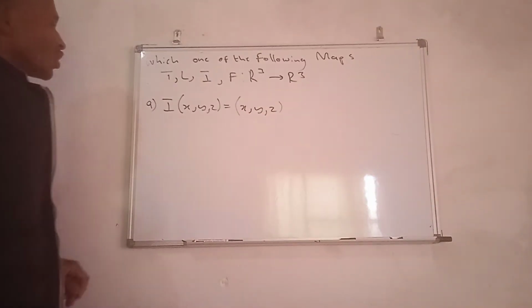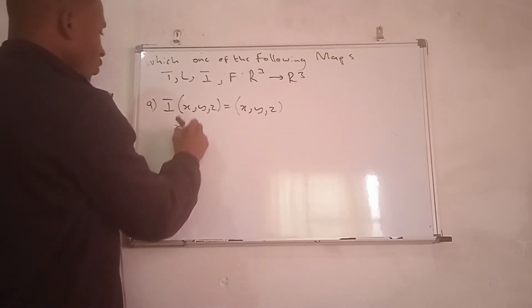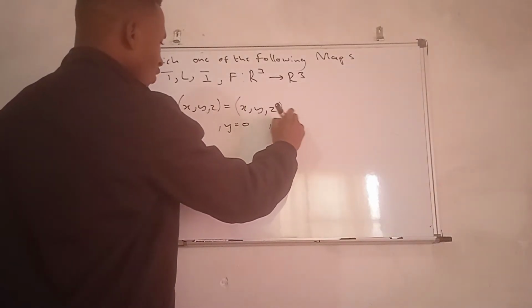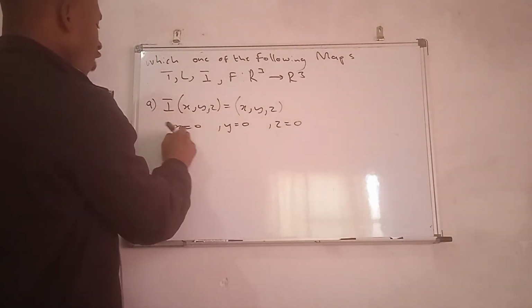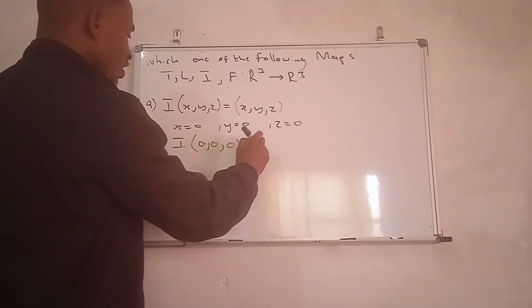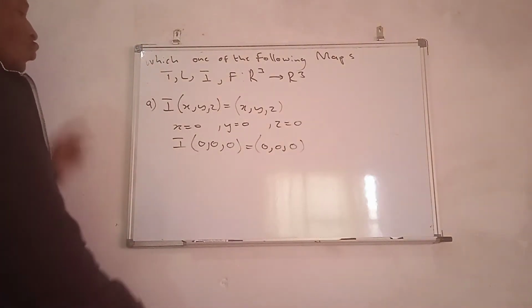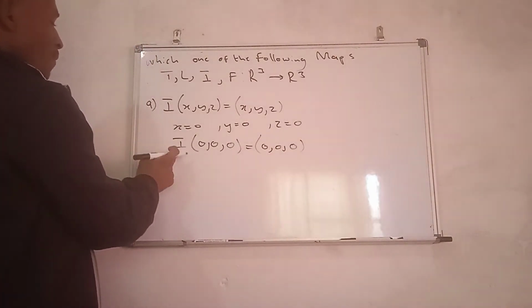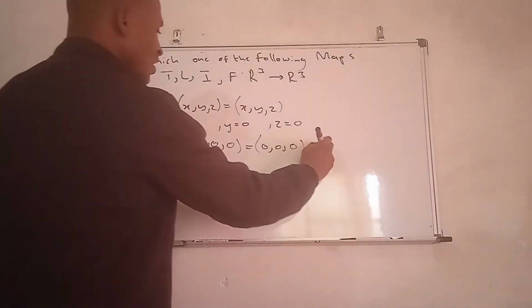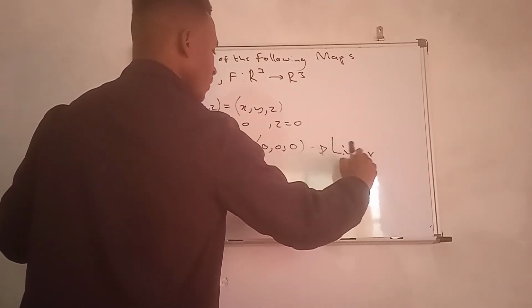So let's deal with this condition first. We can see that when x equals 0 and y equals 0 and z equals 0, therefore our I will be (0, 0, 0), which equals (0, 0, 0). So we can see that this I maps the 0 vector to 0. So this is a linear map.